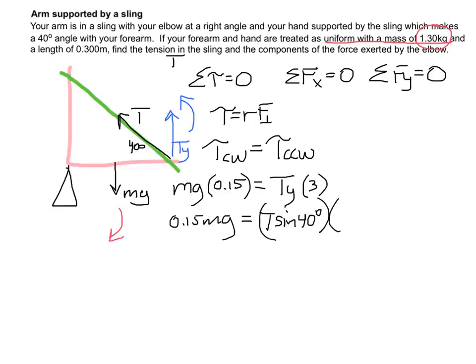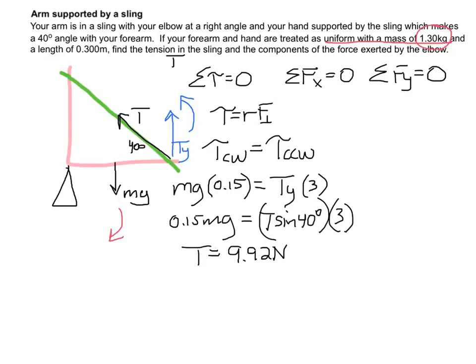all times 3. Now let's see what we have and what we don't have. Well, we have the mass, and we have, of course, gravity. We don't have T. We're asked to find that. We can do the sine of 40, and we can multiply by 3. So you can solve for T in this problem. So the tension turns out to be, if you were to solve it, 9.92 newtons. Now that's just for the torque part.